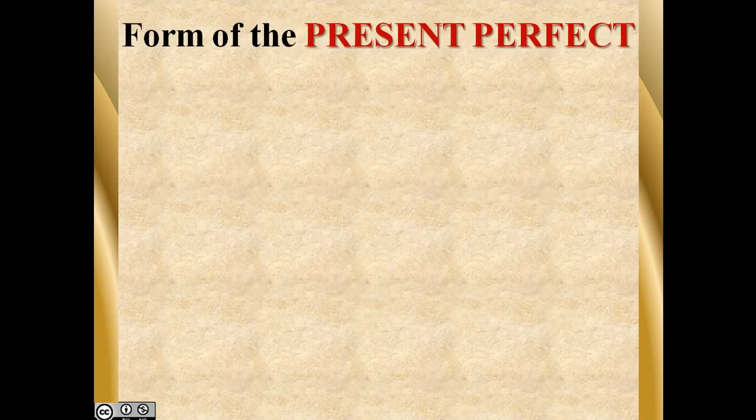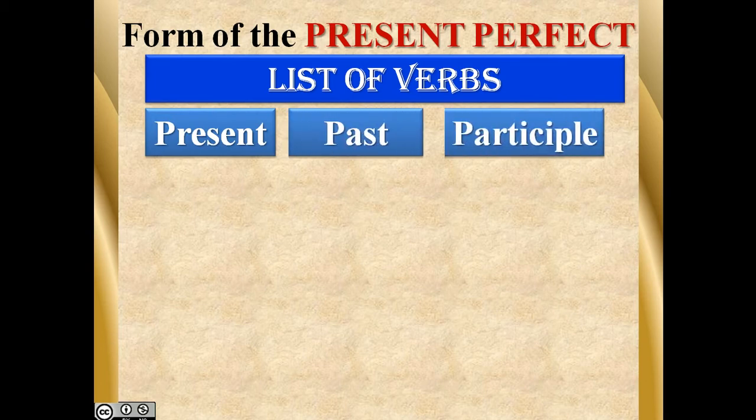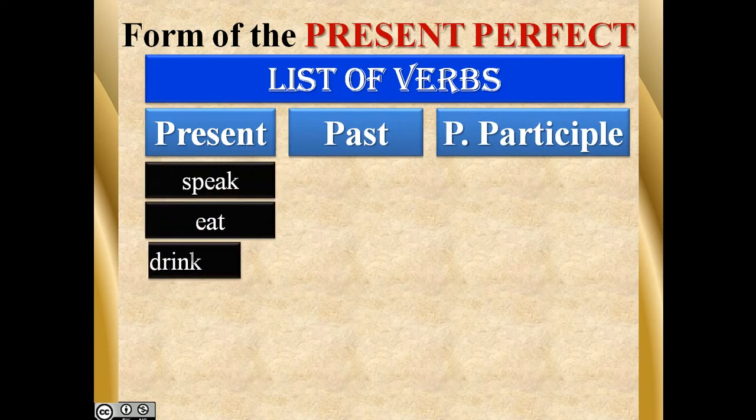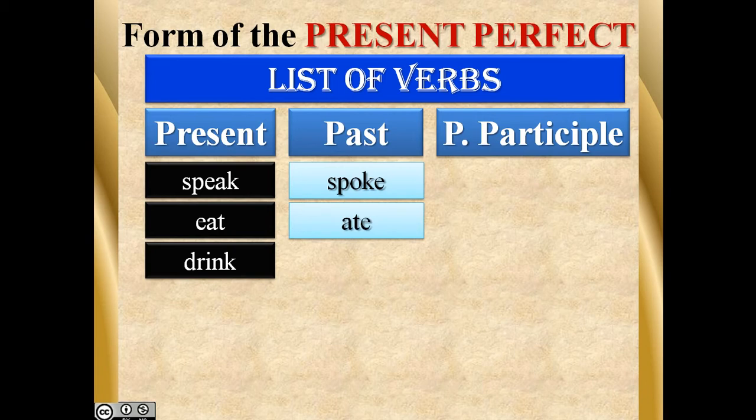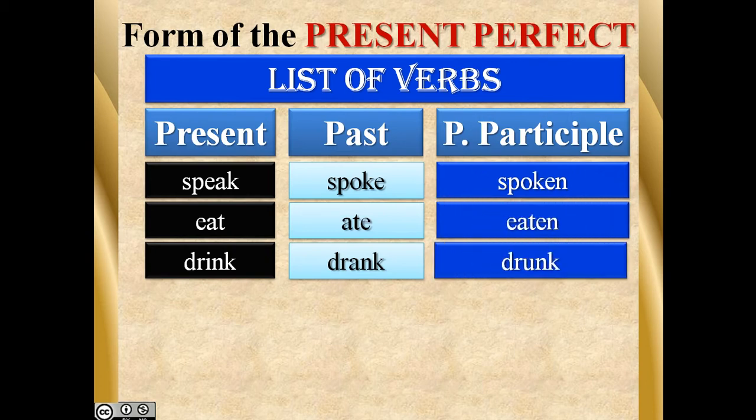First of all, we are going to see the form of the present perfect. In all the English books, at the end of each one, you can see a list of verbs in different tenses: in present, in past, and in past participle. Let's say some examples. Here we have 3 verbs: speak, eat, drink in present, and then in past, spoke, ate, drank, and in past participle, spoken, eaten, and drunk.